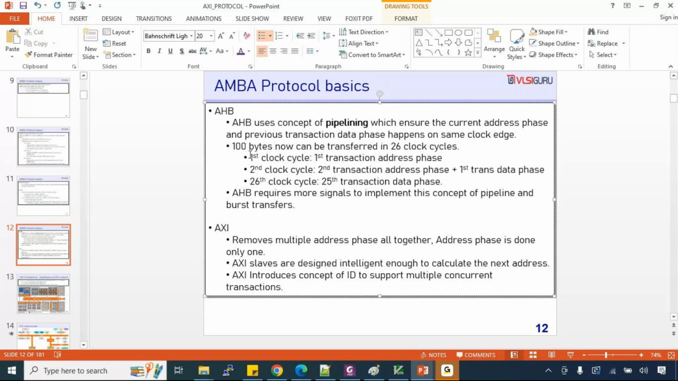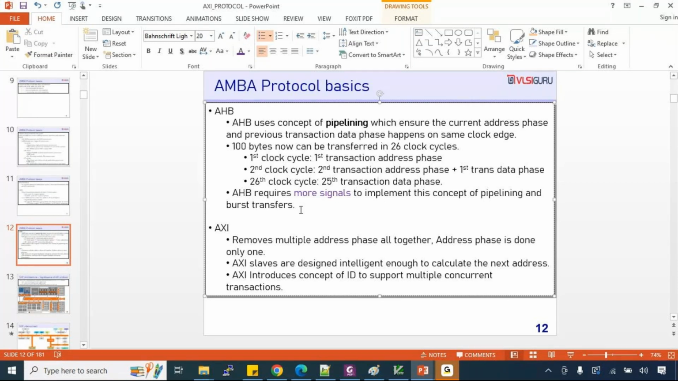So what is that one thing that AHB is doing to improve the performance? The pipelining concept. This is how it does it. APB doesn't support pipelining, so it doesn't give that performance. To support pipelining, it requires additional hardware, additional signals actually. AHB requires more signals to implement this concept of pipelining and burst transfers.